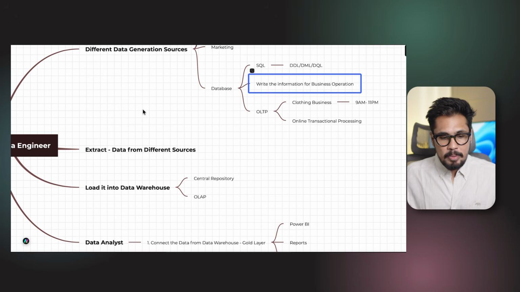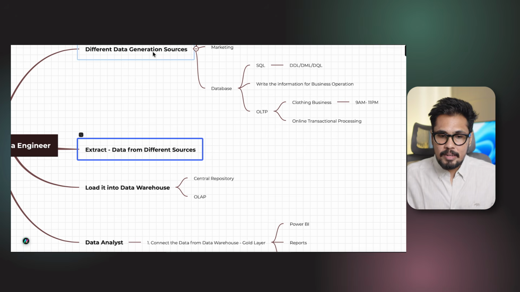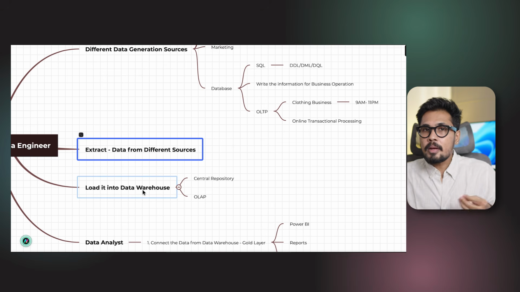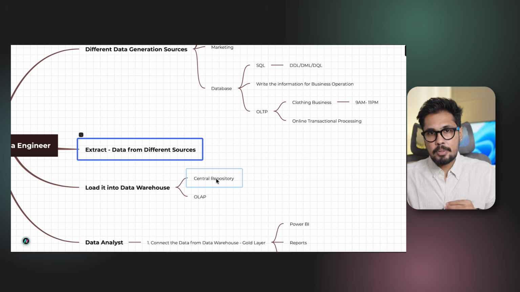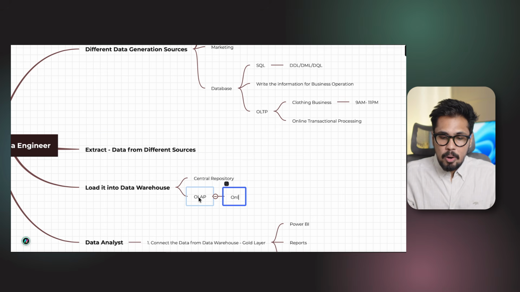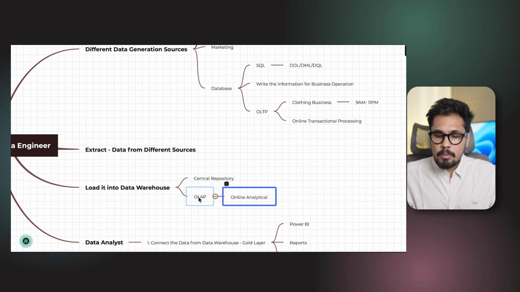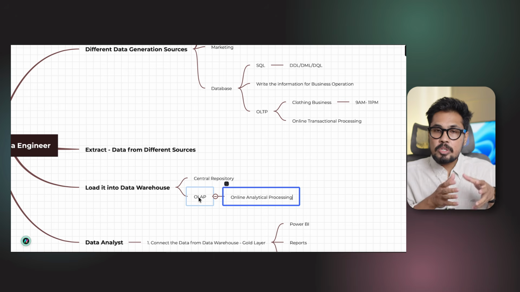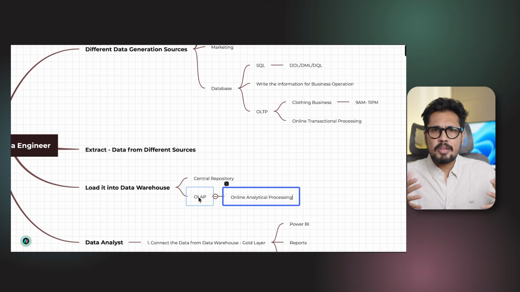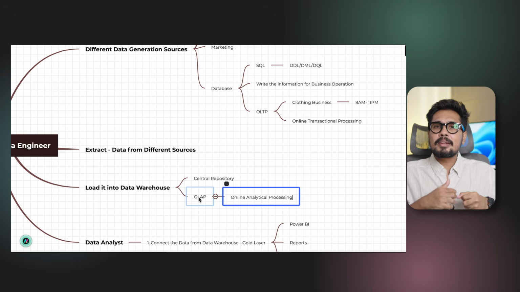For that reason, the data engineer extracts the data from different sources. He loads the data into a data warehouse, a central repository. So there you have an OLAP system. What is OLAP? Online analytical processing. These data warehouses are designed to analyze the data. 10-20 data analysts, data scientists, AI engineers, everyone can collect the data and analyze it. They are designed to analyze it.